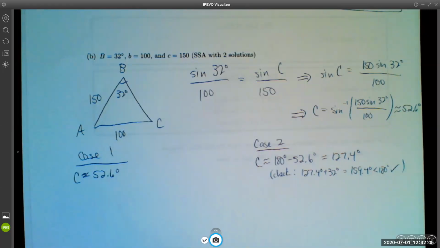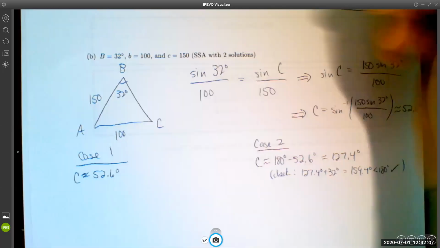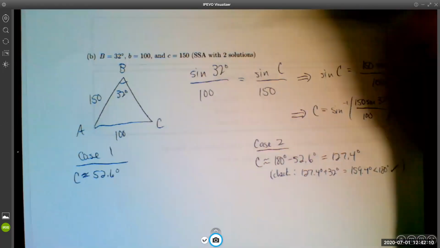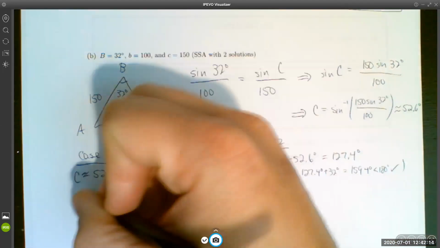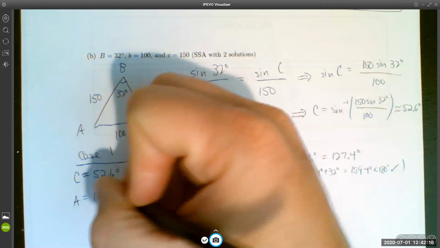Okay, so for case one, if we take C to be 52.6, then that means A is going to be 180 minus 32 minus 52.6.